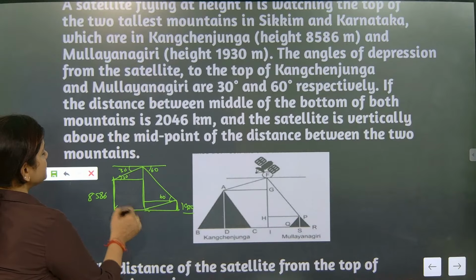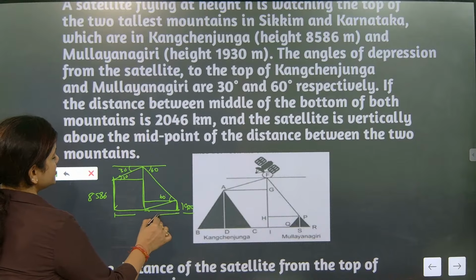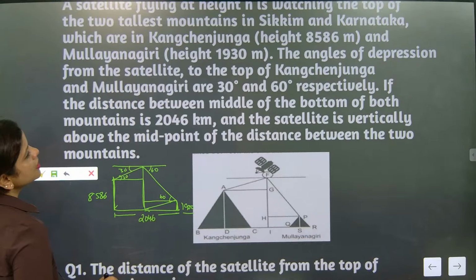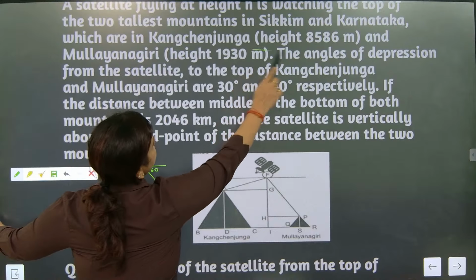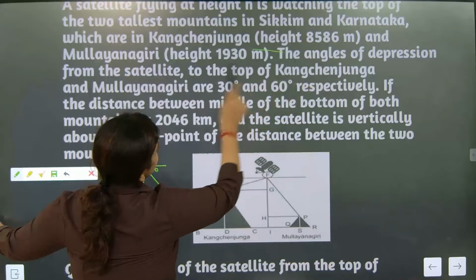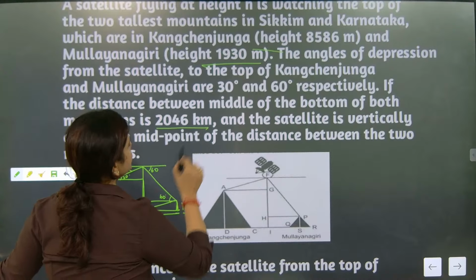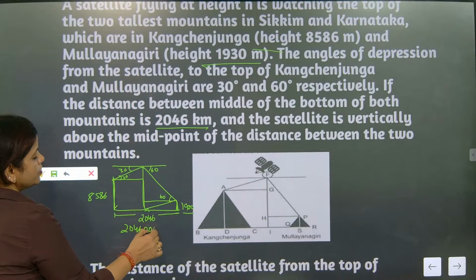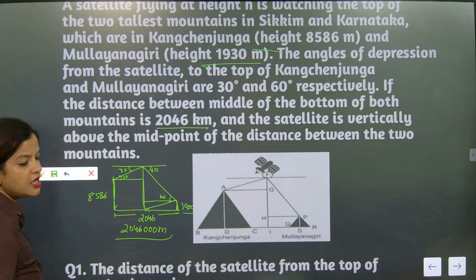And see, listen, distance between both the bases is exactly given as how much? 2046 kilometers. Understood? But here one thing is there, height is given as 8586 meter, but here distance is given as kilometer. So 2046123 meter. Understood? So this much is the distance in meters.